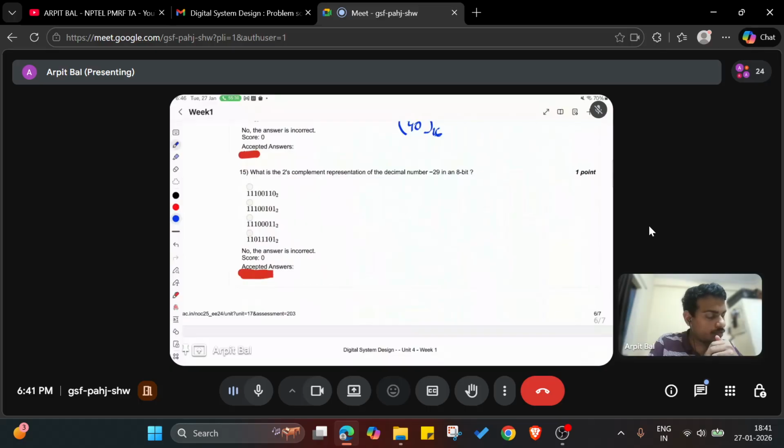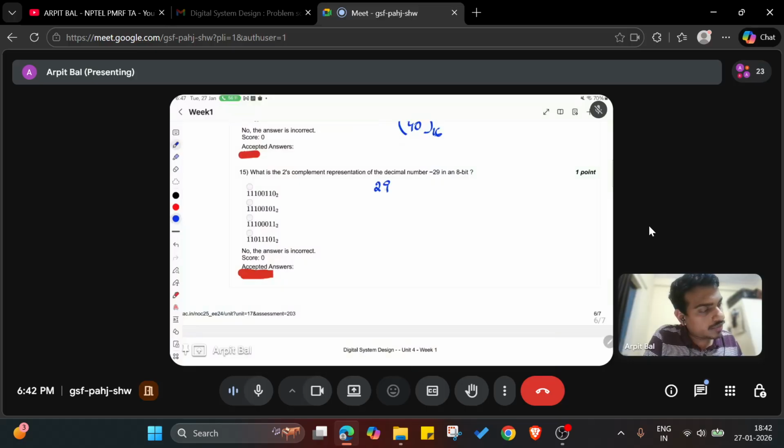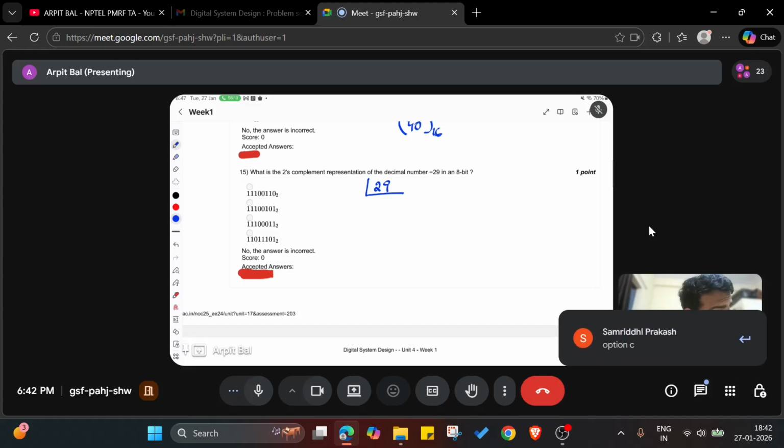What is the 2's complement representation of the decimal number minus 29 in 8 bits? So try out this one and type your answers in the chat. We have already done similar examples. So what you can do is first write down the binary of 29. First I need to figure out the binary representation of 29.